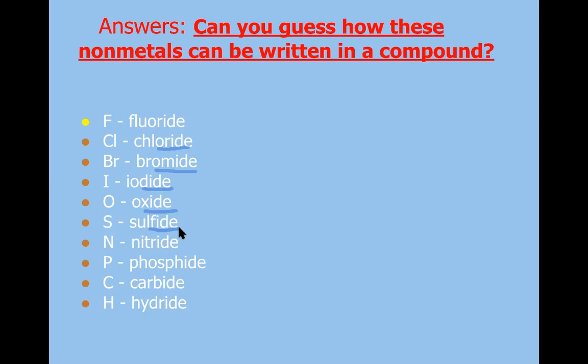If you have written sulfuride, can you please change it? Nitrogen, nitride, phosphorus, phosphide. Have you written phosphoride? Then make a change. Carbon, carbide, hydrogen, hydride. So these are the ending names for the binary ionic compounds. The non-metals are ending with IDE. We'll be using this again and again for so many examples, then you'll get that clearly.